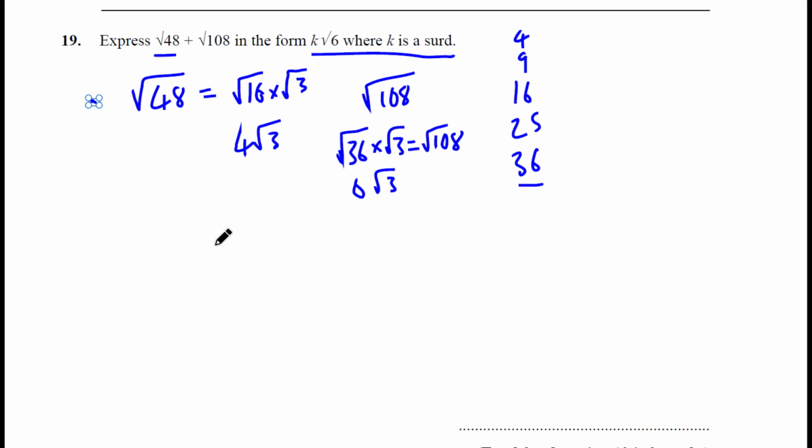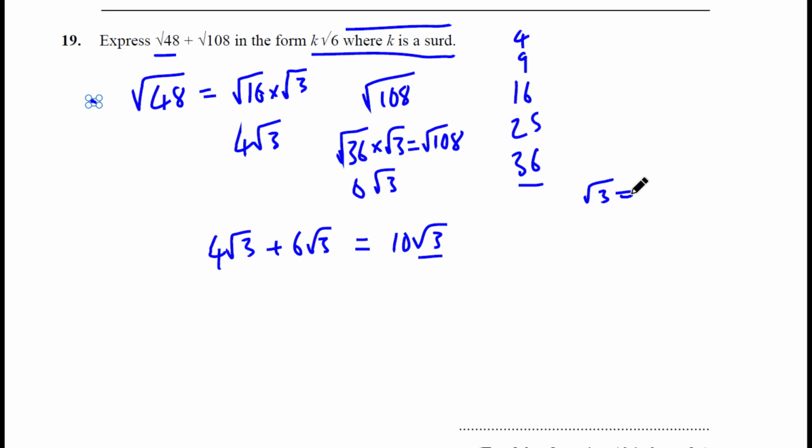Now we've got 4 root 3 add 6 root 3, and that equals 10 root 3. Now this question says k is a surd, and we need this root 3 to become root 6, so it's important to use our equivalent fraction skills because we're not quite done yet.